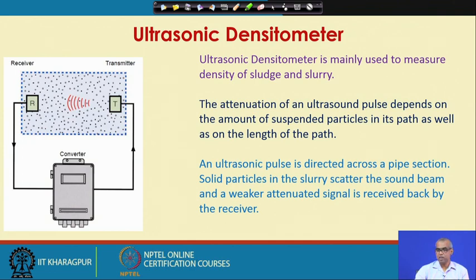An ultrasonic pulse is directed across a pipe section. Solid particles in the slurry scatter the ultrasound beam and a weaker attenuated signal is received back by the receiver.